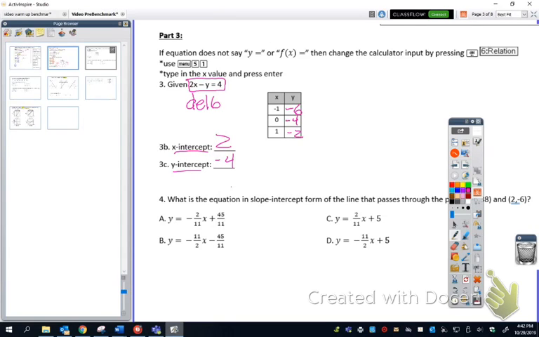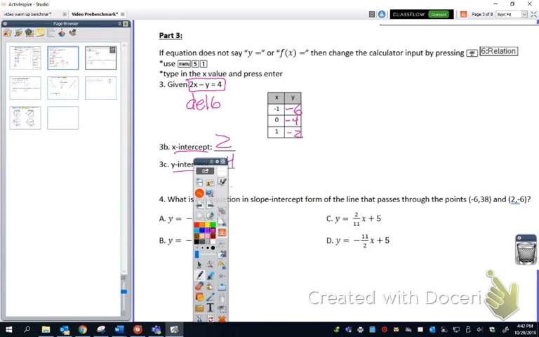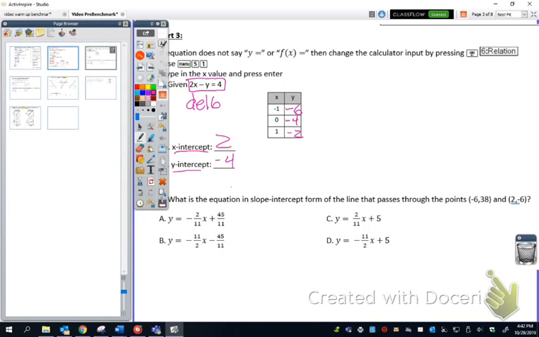your menu 5-1. Now on number 4, it says, what is the equation in the slope-intercept form that passes through? Now if it passes through these points, negative 6 and 2, you can find the slope, absolutely. So if you want to find the slope with your t-chart, remember that the slope always goes in front of the x, you can certainly do that.